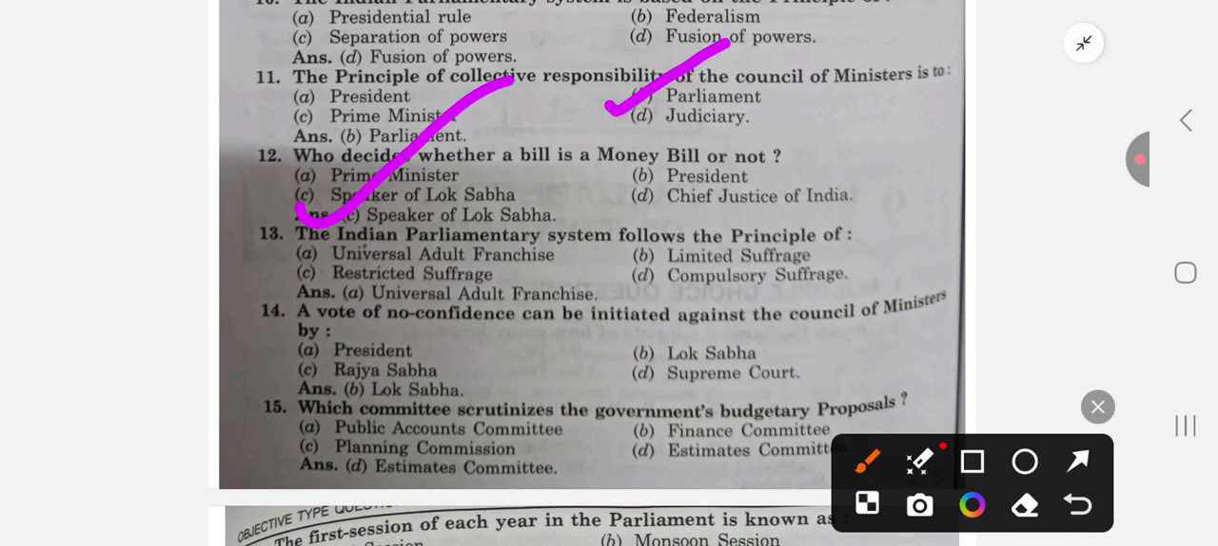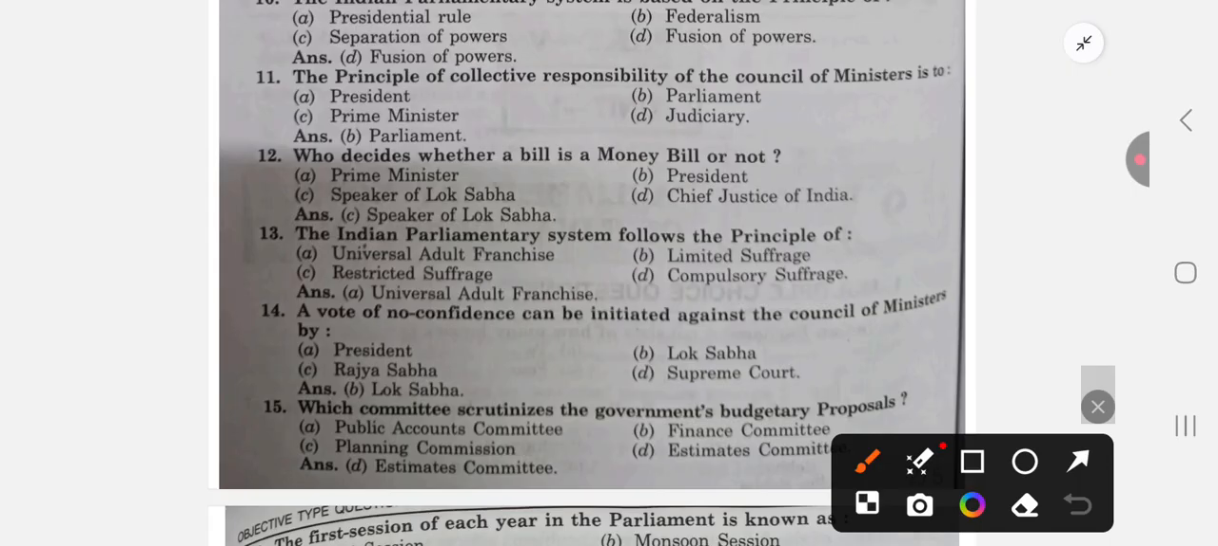The Indian parliamentary system follows the principle of universal adult franchise. Keep in mind, out of this universal adult franchise, right? It means all those who are adult have right to vote. In our country, it is 18 years. In some countries, it is 21 years too.